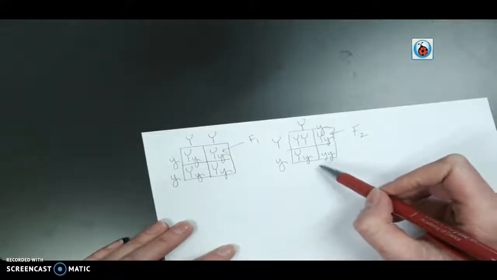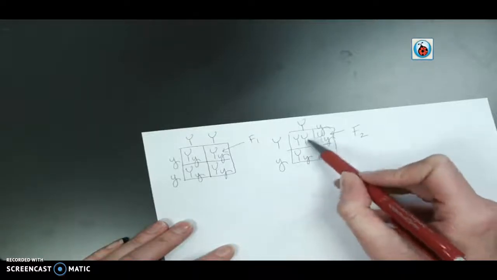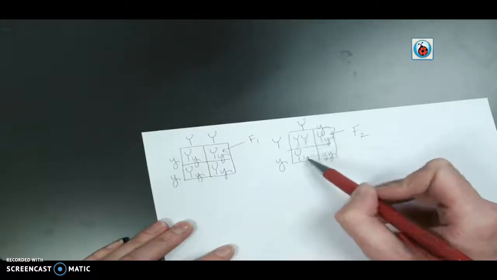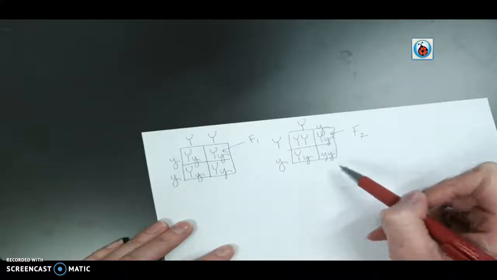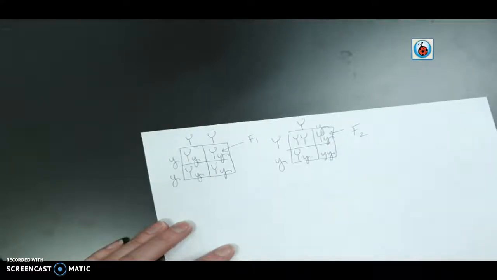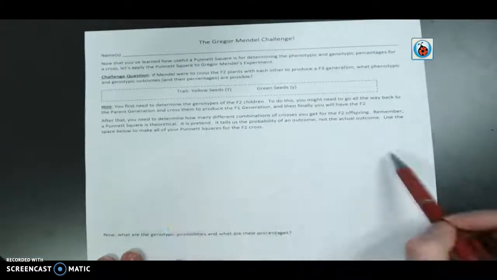So now we're basically asking that you take these genotypes and think of all the different possible crosses you can come up with and work that problem out. So now I'm going to flip this back over, and we're going to do that in this space right here.